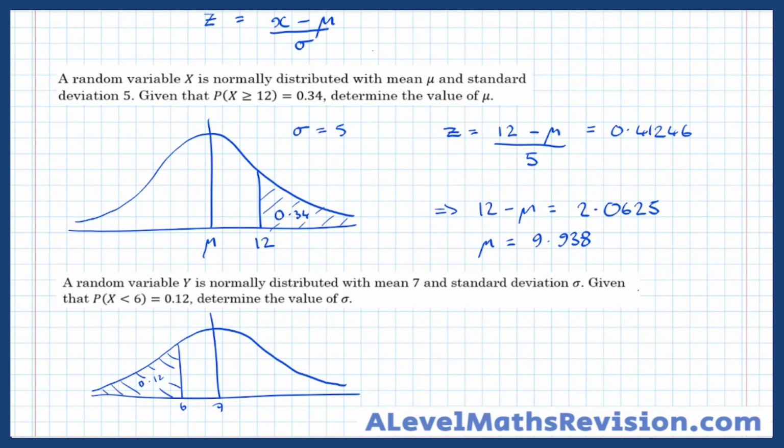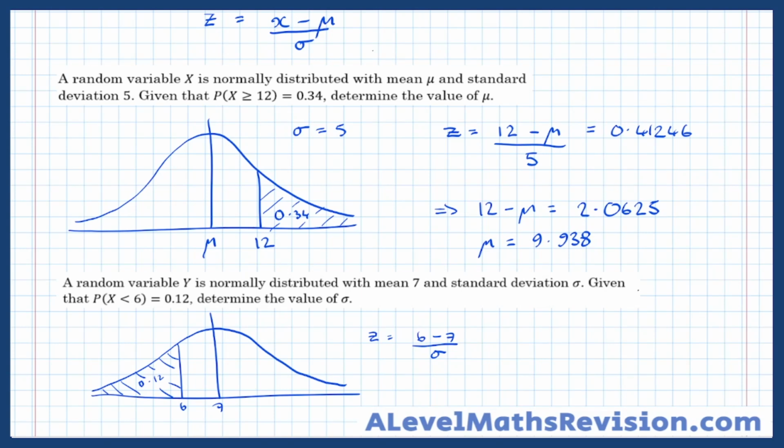So the first thing we're going to do is calculate the associated z value with 6. So z equals 6 minus the mean, which in this case actually is 7. So we'll put that number in there, divided by sigma. So we've got that there.